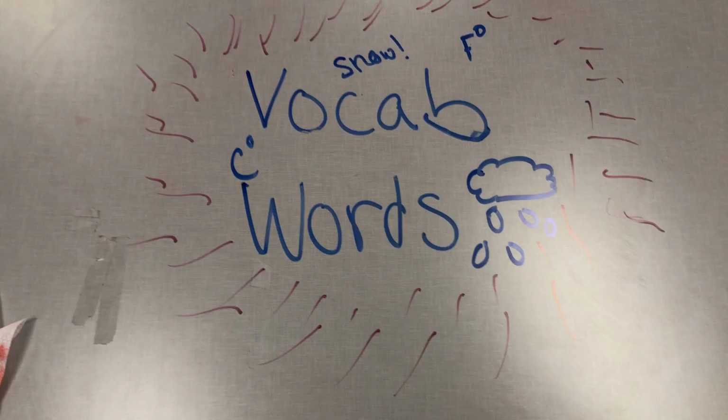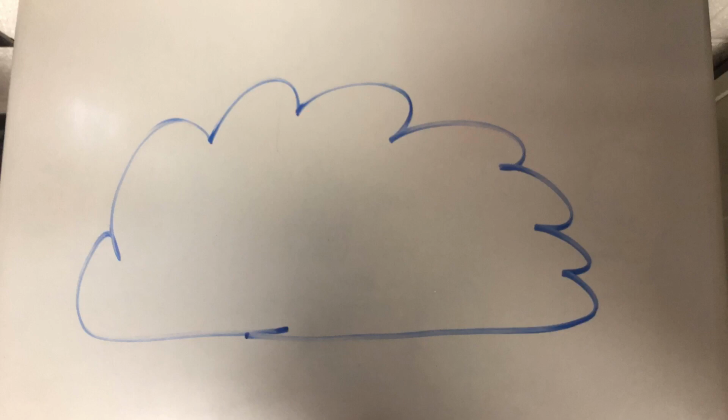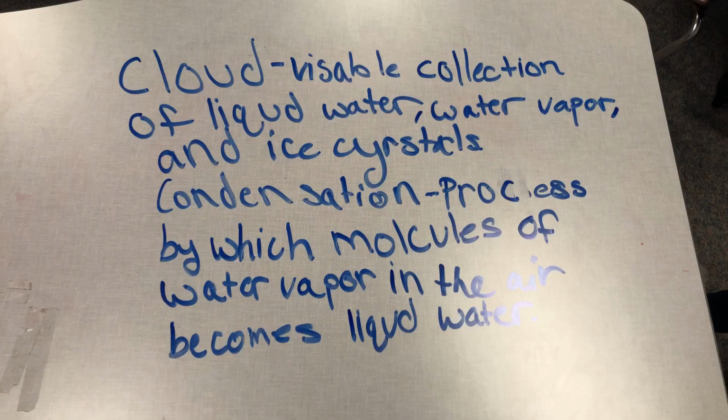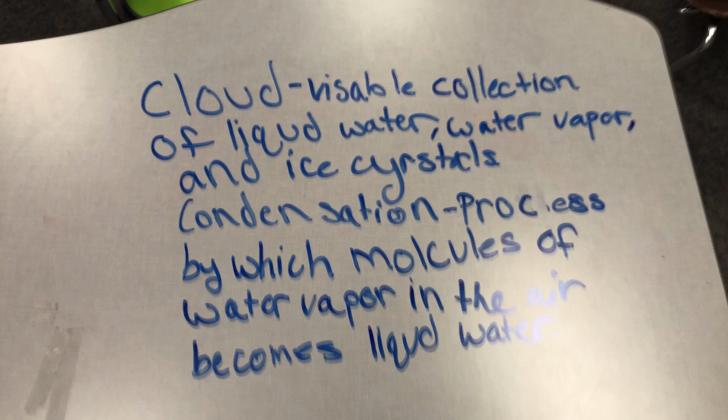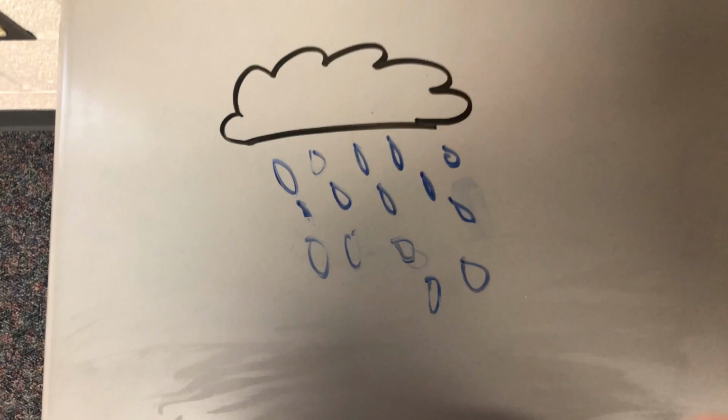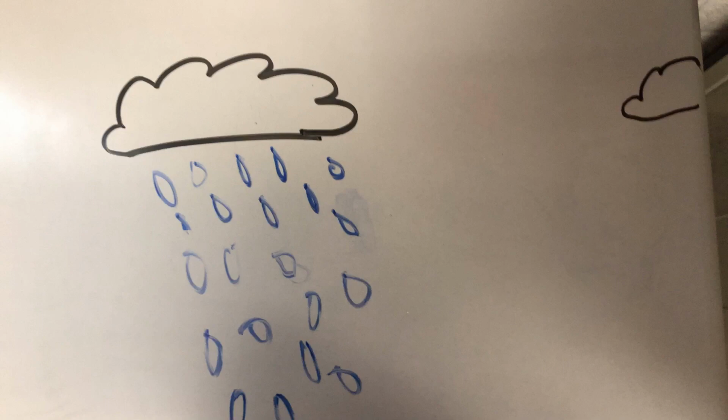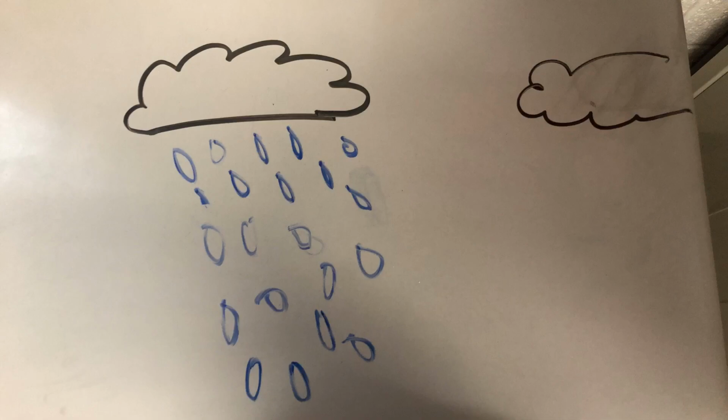Vocabulary words. Cloud, visible collection of liquid water, water vapor, and ice crystals. Condensation, process by which molecules of water vapor in the air become liquid water. Humidity, amount of water vapor in a given volume of air. Storm, violent disturbance in the atmosphere.